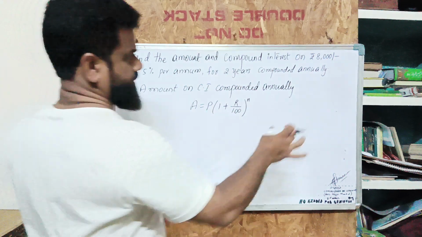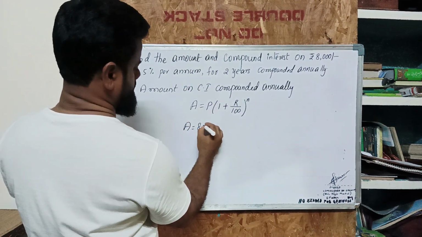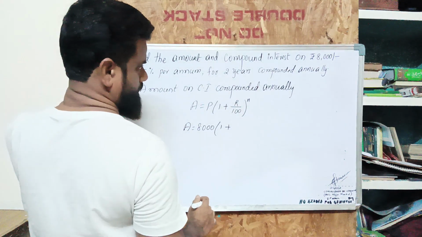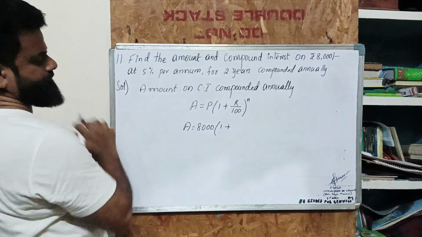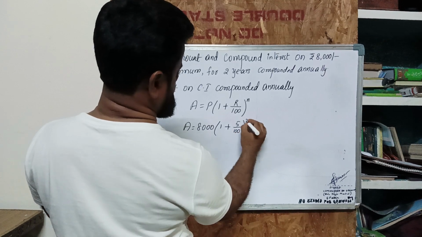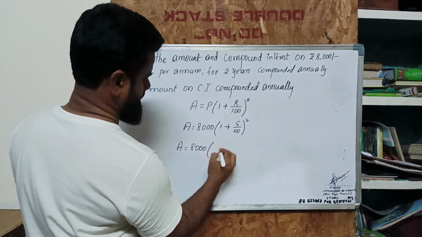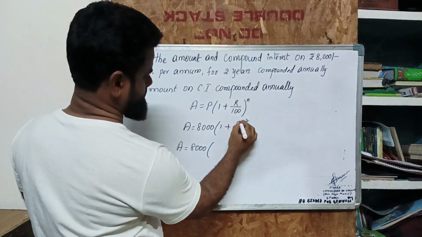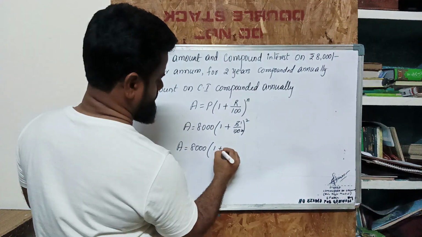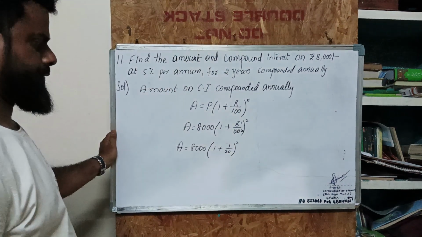So now here the principal amount is rupees 8,000. So amount is equal to 8,000 into 1 plus R. R is what? The rate of interest is given as 5. So 5 by 100 to the power of 2. So A is equal to 8,000. Upon cancellation, 5 into 20 is 100, so this is 1 plus 1 by 20 whole power of 2.